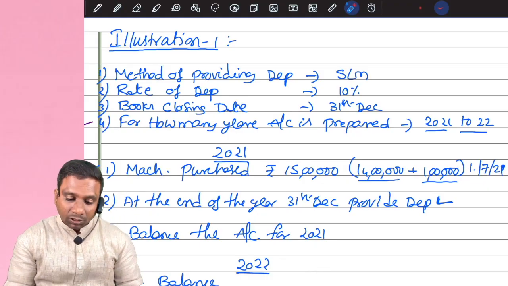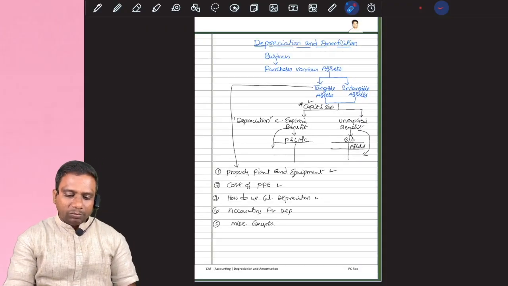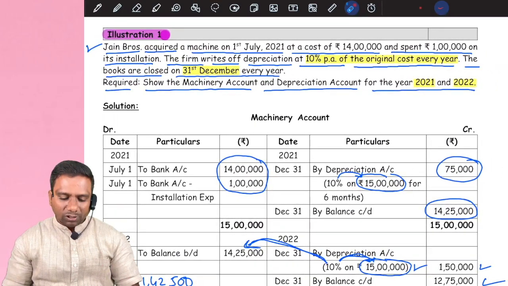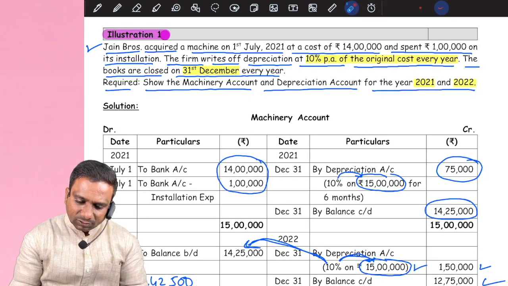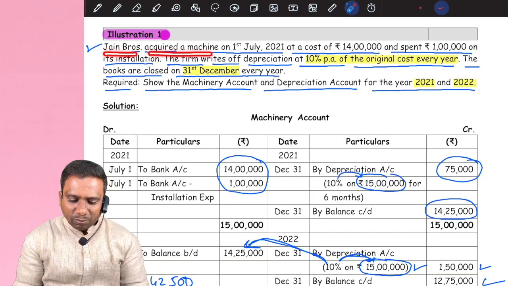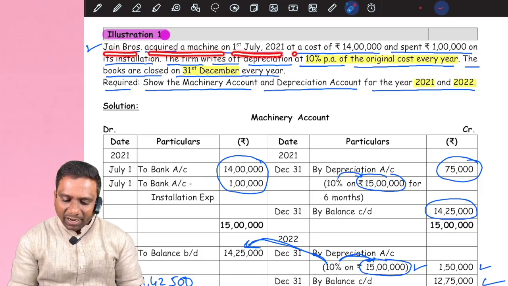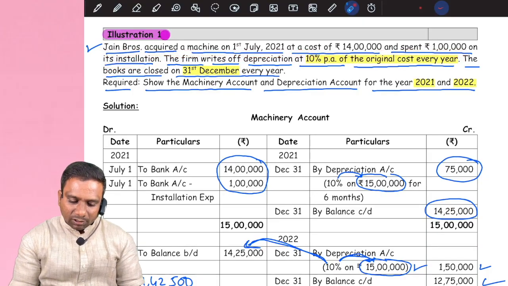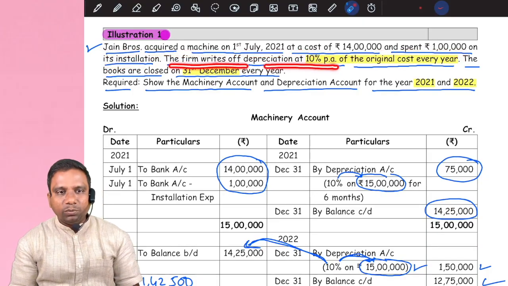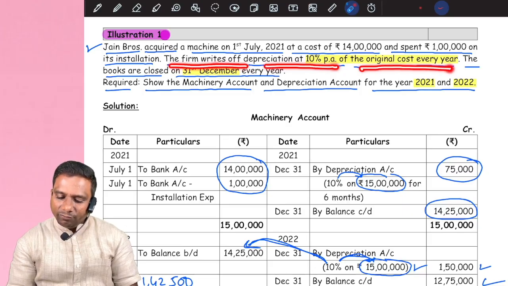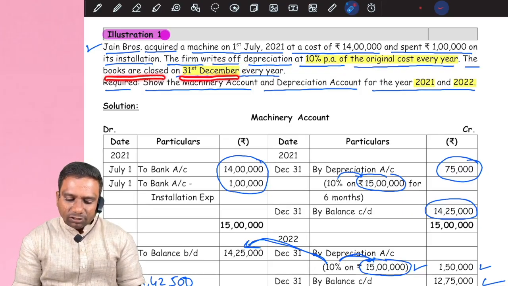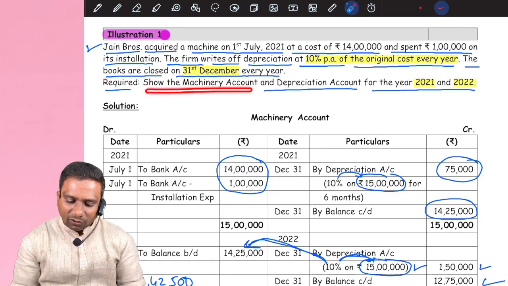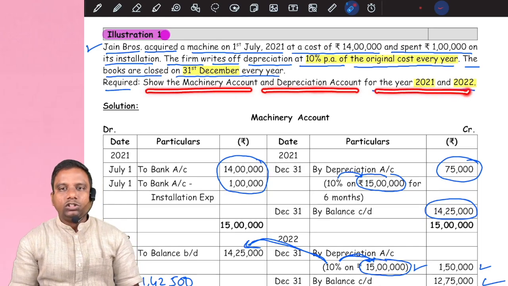Observe carefully. I am taking reference of problem number 1. Read problem number 1. See, Jain Brothers acquired a machine on 1st July 2021 at a cost of 14 lakh and spent 1 lakh on its installation. The firm writes off depreciation at 10% per annum of the original cost every year. The books are closed on 31st December every year. This is the information we have. Required: show the machinery account and depreciation account for the years 2021 and 22.